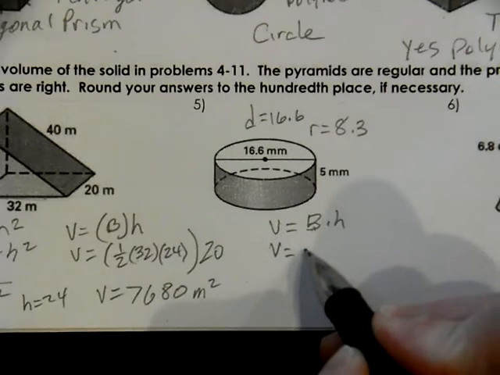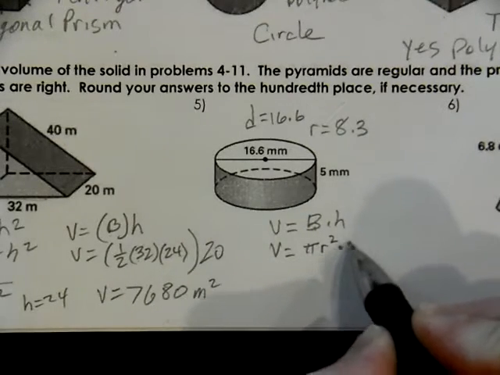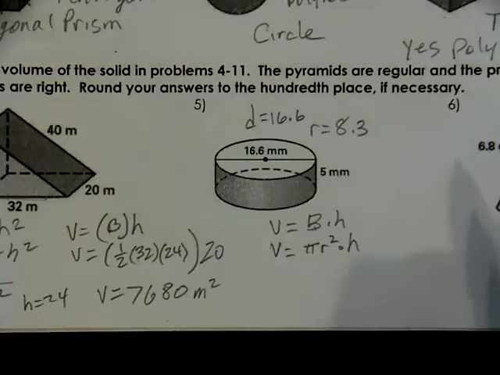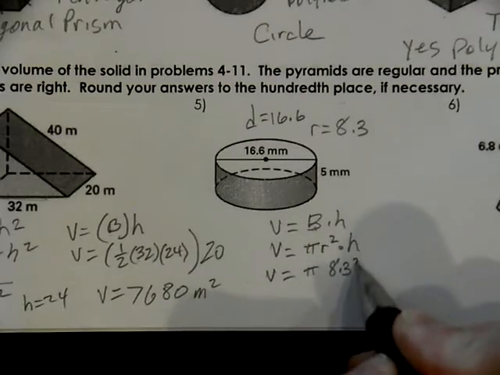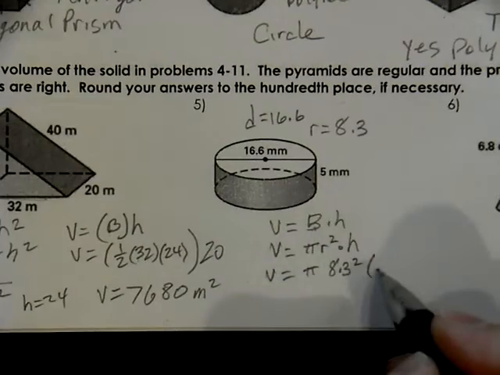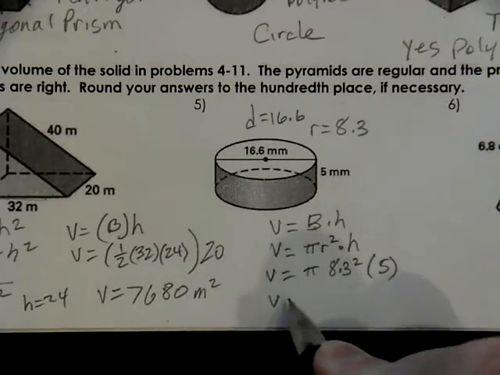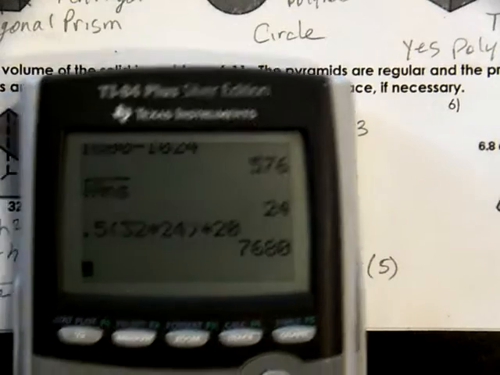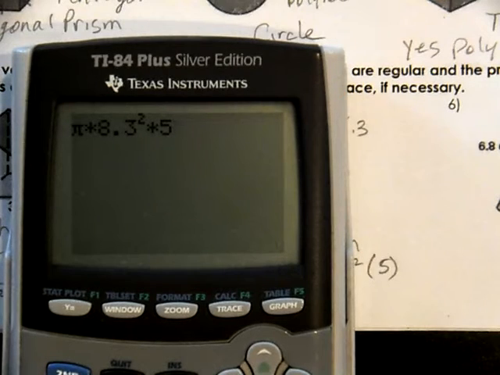You probably need this on your note card. Pi r squared, that's the area of the circle. Then we times that by the height because the circle goes up to the top. So the volume is going to be pi times 8.3 squared times 5 because the height is the distance between the circles. So this is pi times r squared times the height. 1082.12.